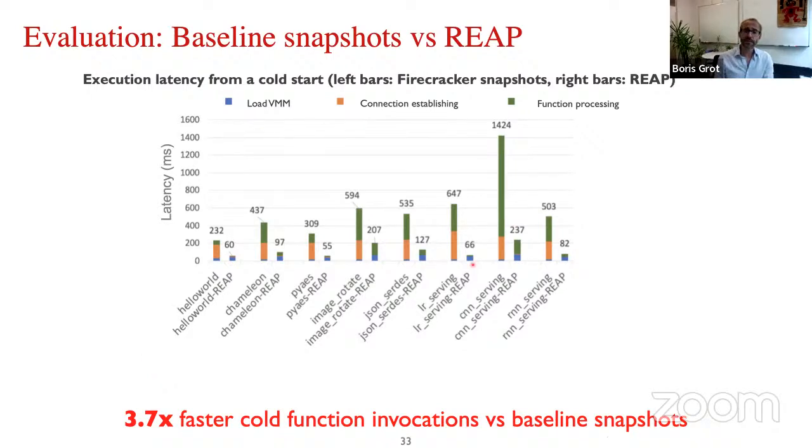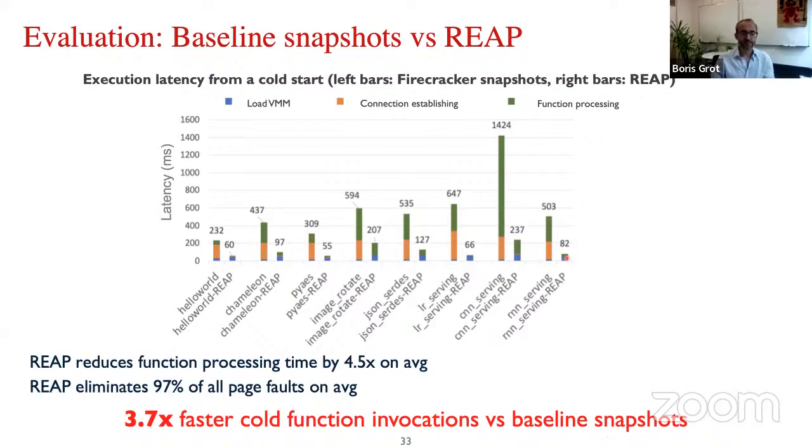But the bottom line here is the left bars are the original execution booting from a snapshot. Now remember, a snapshot is already much faster than booting from scratch. And the bars on the right-hand side are the execution with our technique called record and replay. And so you can see that we're accelerating cold starts by about 3.7x by very quickly mapping the function working sets from storage, which could be over the network or from local disk, into main memory.